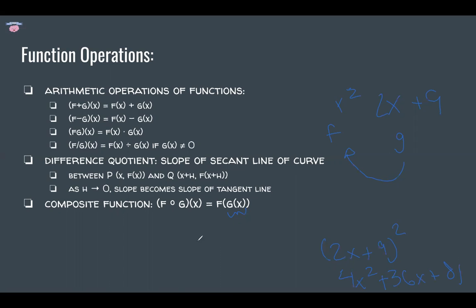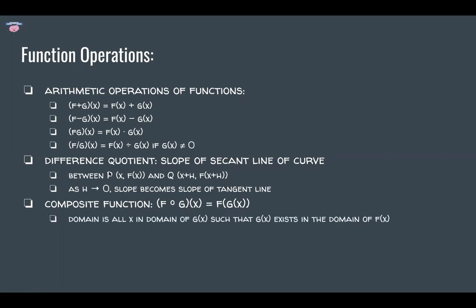And you can also do it the other way. g of f of x would be, when you plug in x squared into that, so it'll be 2, and instead of x, we have x squared plus 9, which would be 2x squared plus 9. And composite functions would be useful when we're talking about inverse functions. That'll be a few lessons from now.